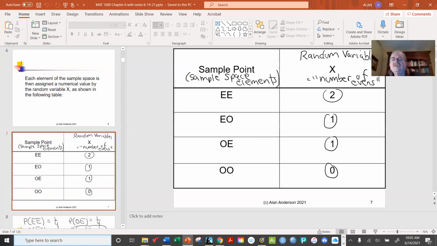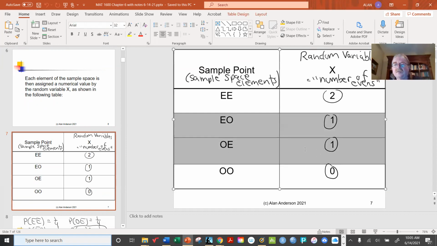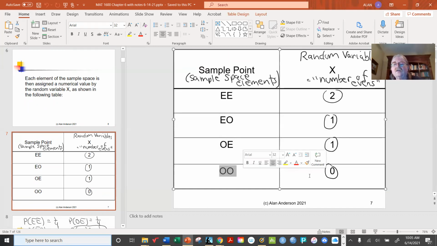So what we did here is we define X to be the number of evens that turn up when we conduct this experiment. And you can see the range of possibilities is from 0 to 2. So EE gets 2 because there's 2 even numbers. EO and OE both get a 1 because they have a single even number, and then OO gets 0 because there are no even numbers.